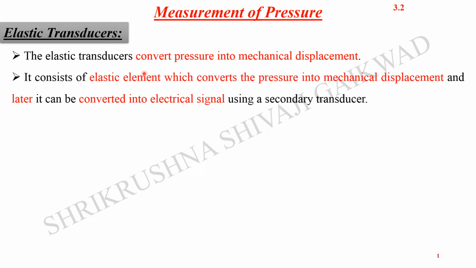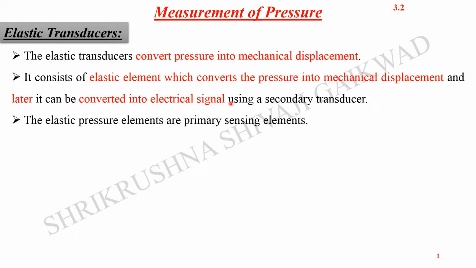Right. So here it consists of the elastic element, which converts the pressure into the mechanical displacement. And as I said earlier as well, it can again convert that mechanical displacement into the electrical signal by using another kind of transducer, that is called the secondary transducer. These elastic pressure elements are the primary sensing elements in this type of transducers. Which are the primary sensing elements?